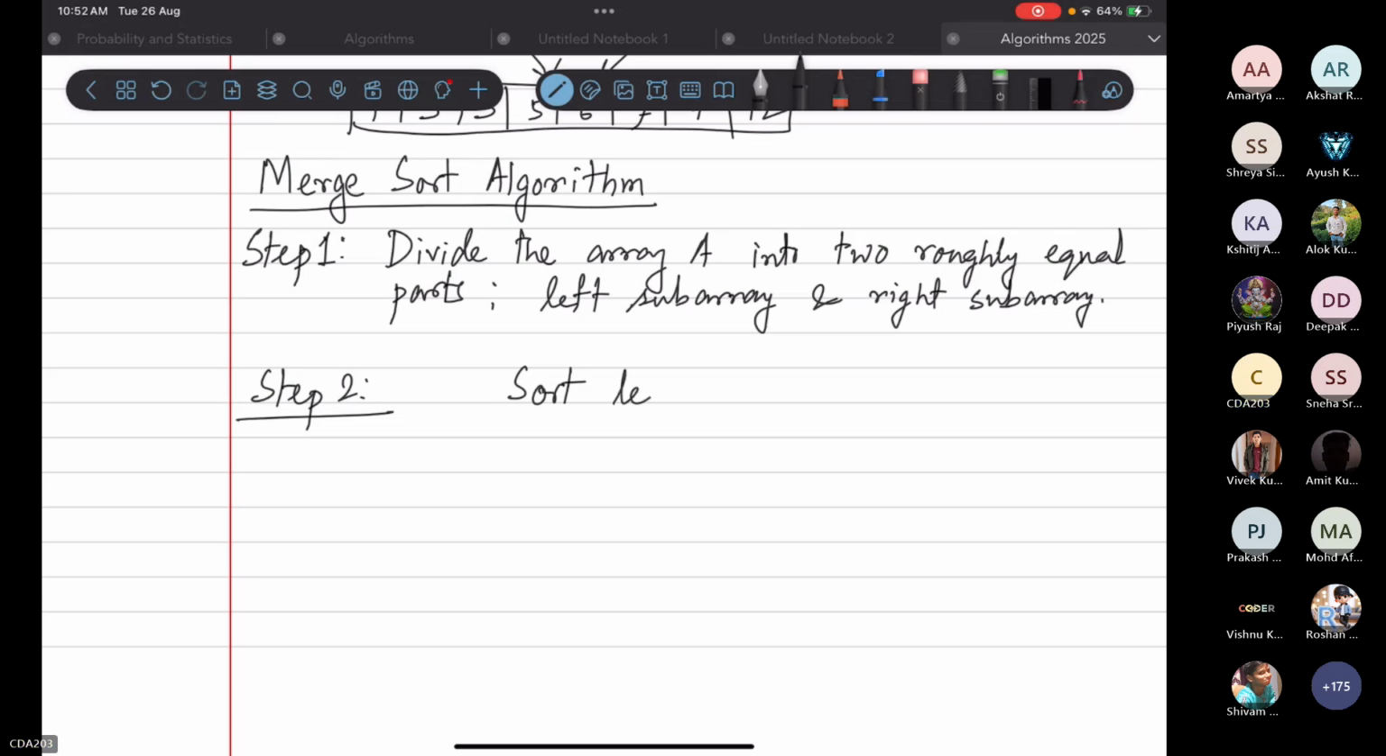So for this one, I'll write: sort the left subarray of A recursively. And let me name it the sorted array. After sorting the subarray, I'll name it as C.